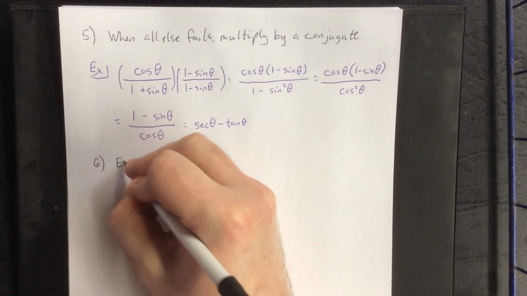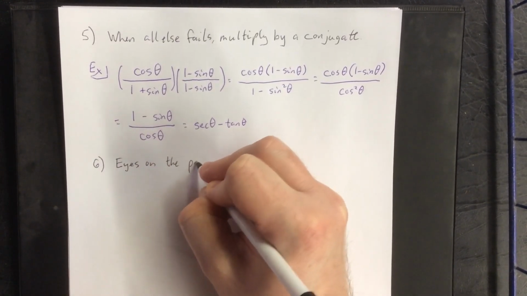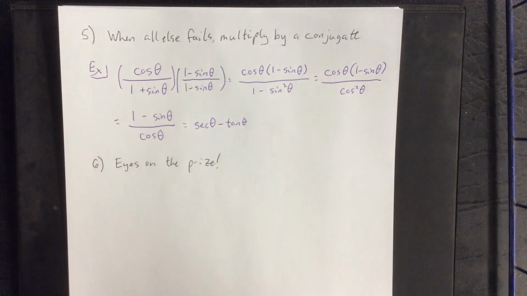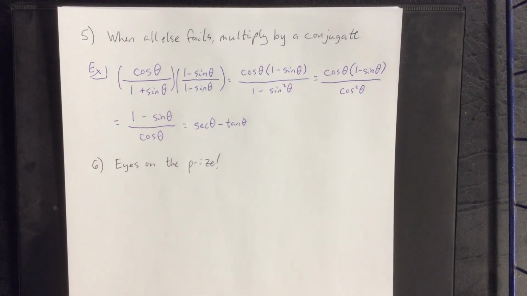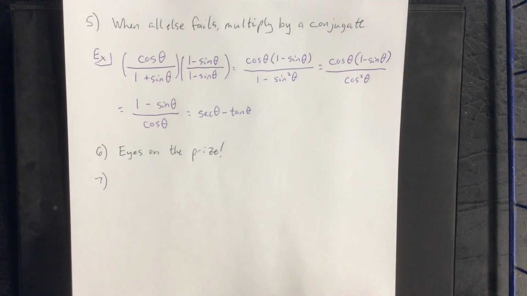Strategy number 6 is going to be eyes on the prize. And by eyes on the prize, I mean you know what your final answer is supposed to be as soon as you complete step 0. You know what you're supposed to try to be turning this into. So with that in mind, if you see that there are fractions, try to bring in some fractions. If you see that there are no fractions, try to get rid of fractions. There's always a strategy if you remember what your goals are.